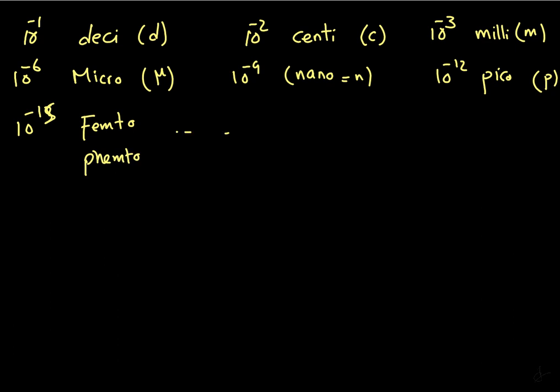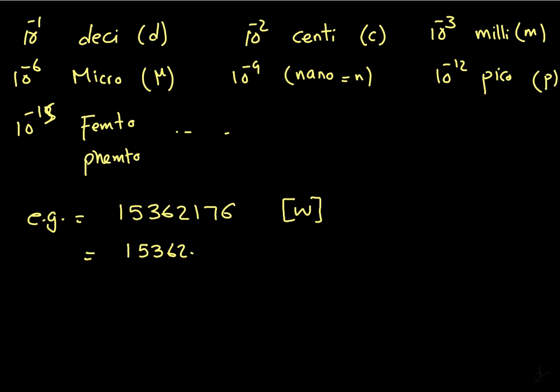Okay, so now let's take an example here. Let's assume that I have 15362176 watts. That's a physical quantity I measured for energy, and this is the number. I can write this number as, if I divide it by 1000, 15362.2, rounding that decimal here. But now, because I divided by 1000, I have to multiply by 1000, so it's going to be actually kilowatts.